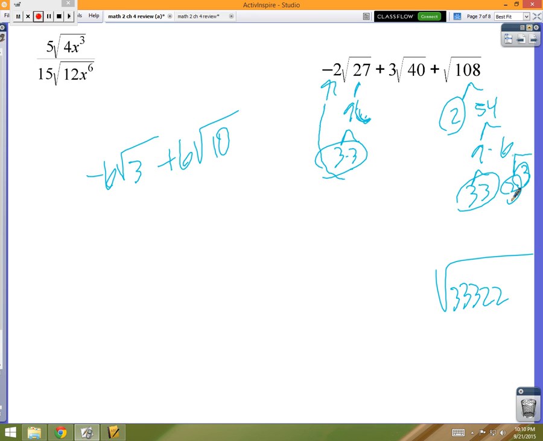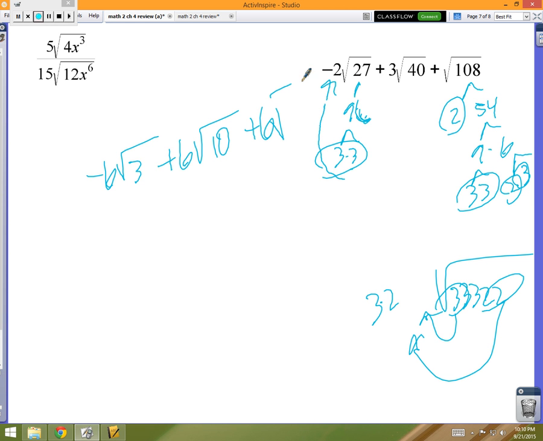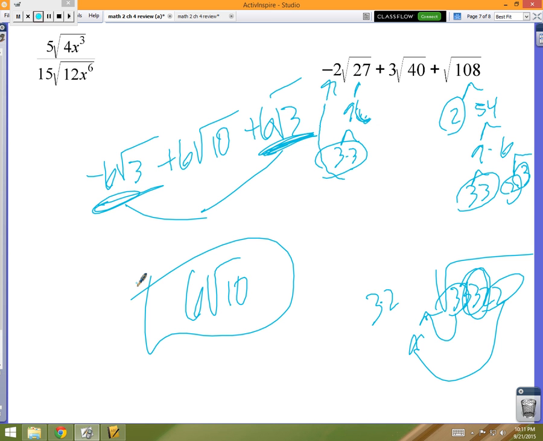So I got a pair of 3's and I got a pair of 2's. So take the 3 out, take the 2 out. 3 times 2 on the outside you should have 6, and on the inside you have 3. Now these 3 terms, this and this will play together because they're both square roots of 3. So if I've got a minus 6 square roots of 3 and a plus 6 square roots of 3, they're opposites, so there's 0. You add them up and you got nothing. So your answer is going to be 6 square roots of 10.